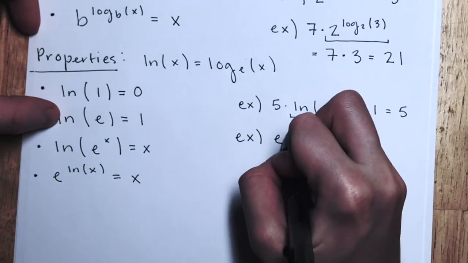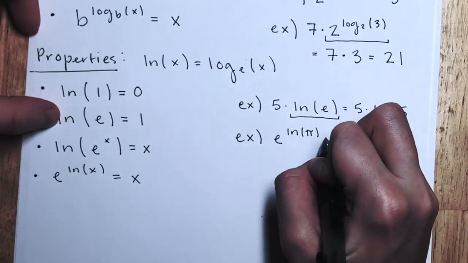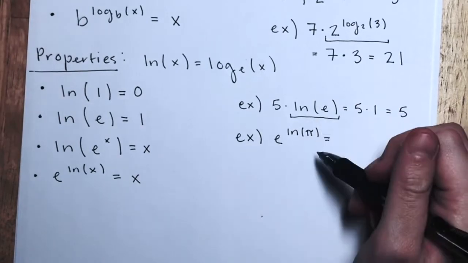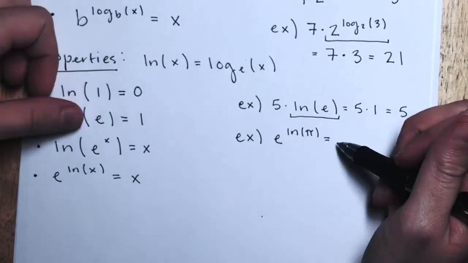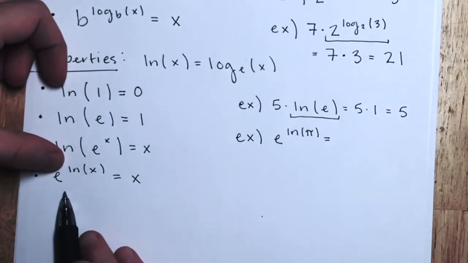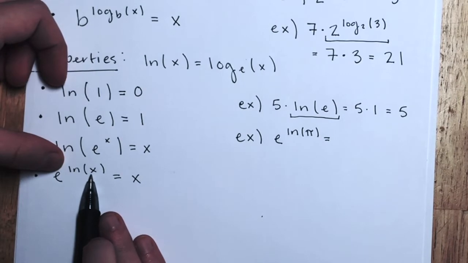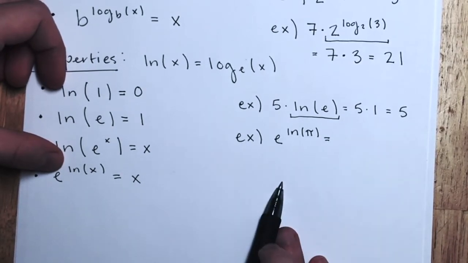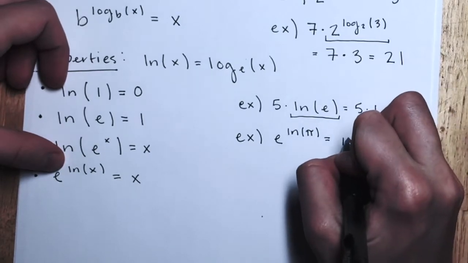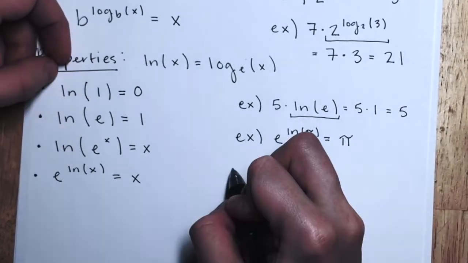Okay, this one's going to look a little bit crazy, but it's not as scary as it seems. This looks like some serious math. What rule does this look like? Well, we've got e to the ln of something, and we know that it's going to be equal to whatever's on the inside there. So what's on the inside here? What's pi? That's it. That's the answer.